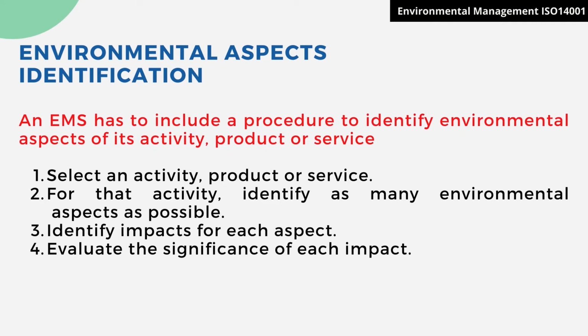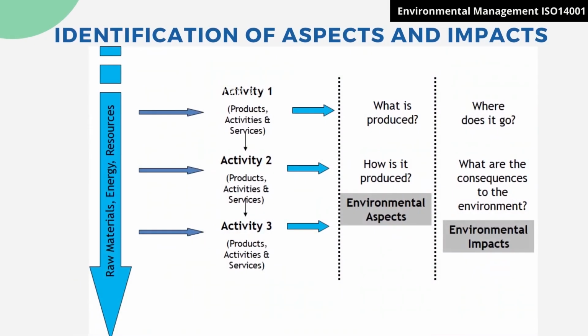1. Select an activity, product or service. 2. For that activity, identify as many environmental aspects as possible. 3. Identify impacts for each aspect. 4. Evaluate the significance of each impact. Identification of aspects and impacts.